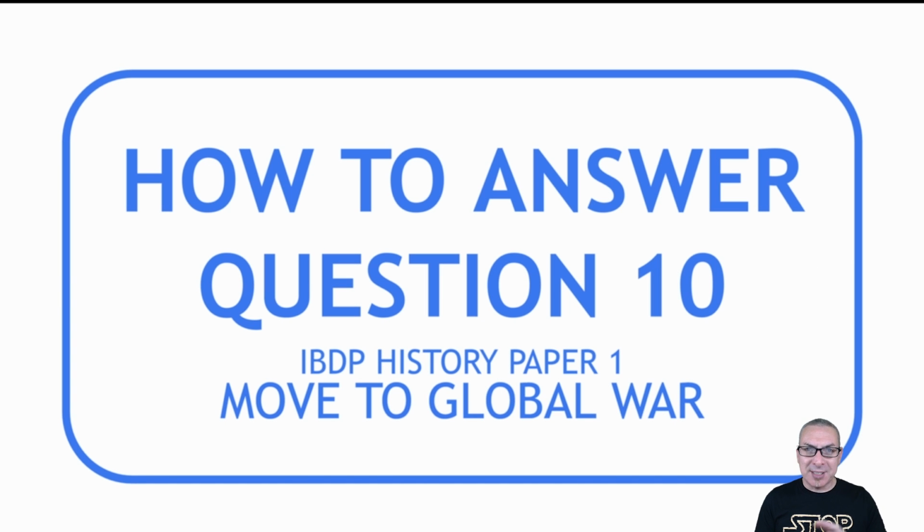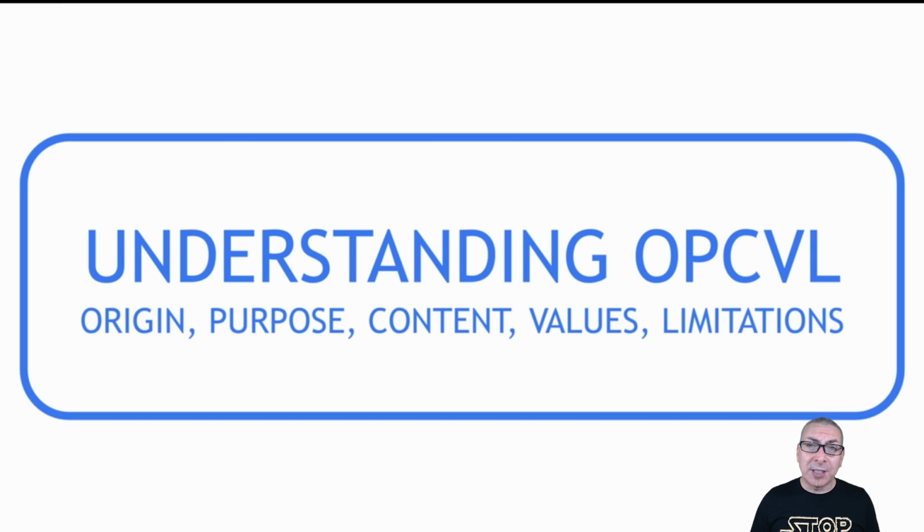Okay everyone, so this is how to answer the second question on Paper 1 for DP History. Specifically, it's how to answer Question 10 for Move to Global War. But any Paper 1 second question, this is how you do it. Before we move on, we have to understand origin, purpose, content, values, and limitations.